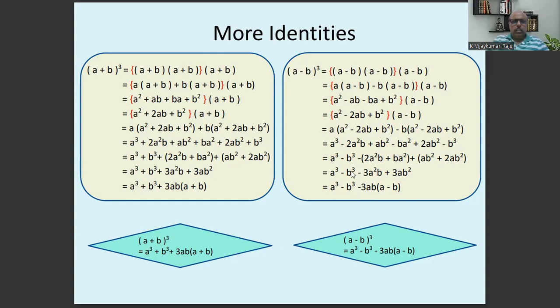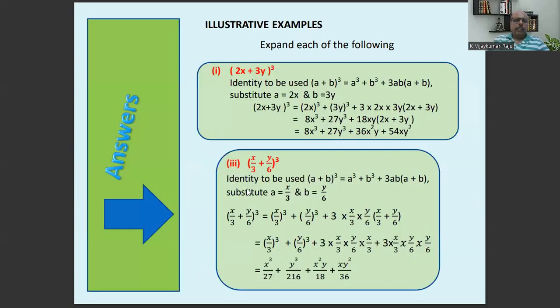So I think now you know the derivation. Now you know the identities. You need to use these identities to solve the examples. Let us take one or two examples. (2x + 3y) whole cube.